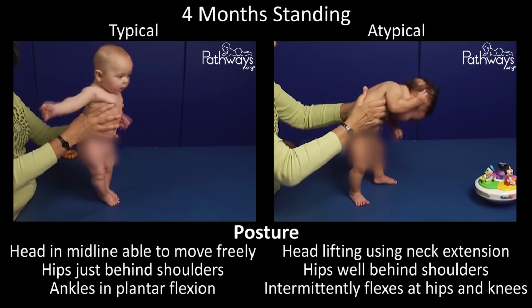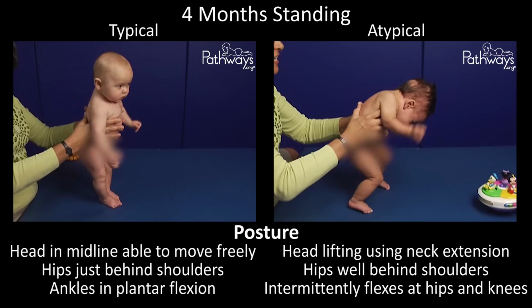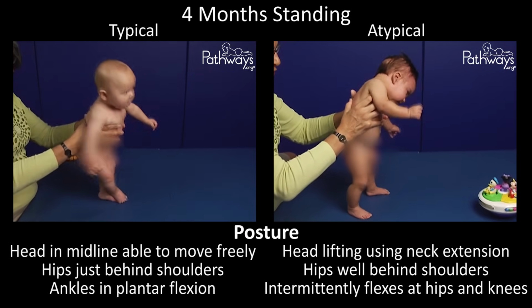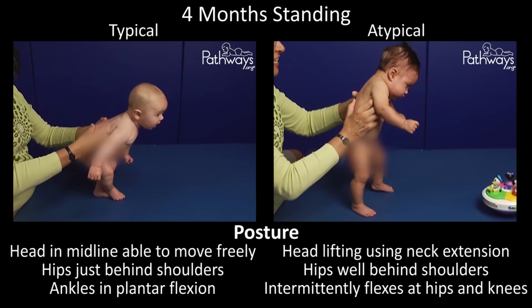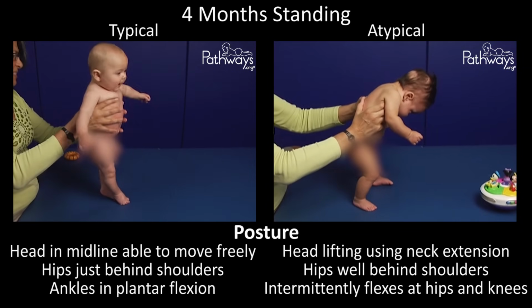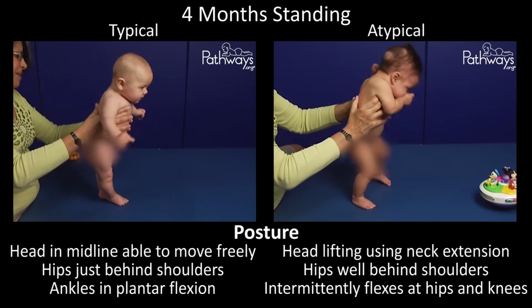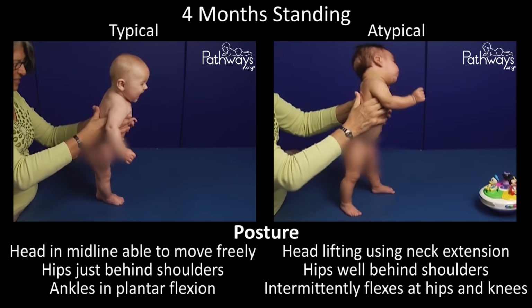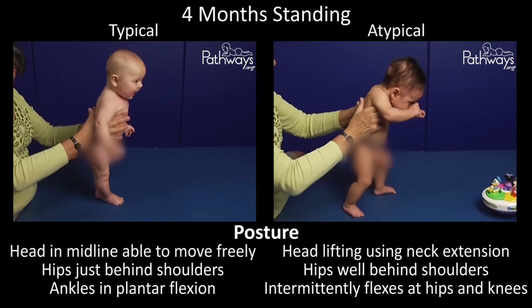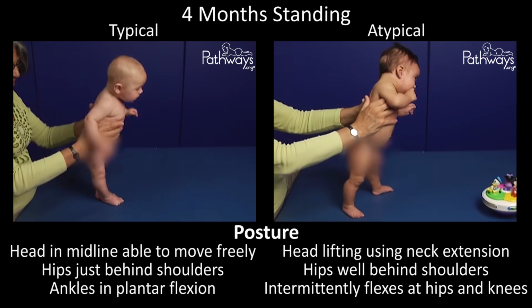Position 8. Standing. Posture. The typically developing baby can maintain his head in midline and is able to move freely. He keeps his hips just behind his shoulders and ankles in plantar flexion. Notice the atypically developing baby achieves head lifting using neck extension. His hips are well behind his shoulders, and he intermittently flexes at the hips and knees.